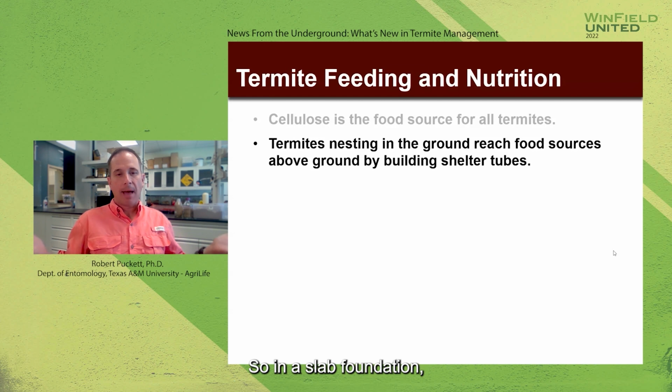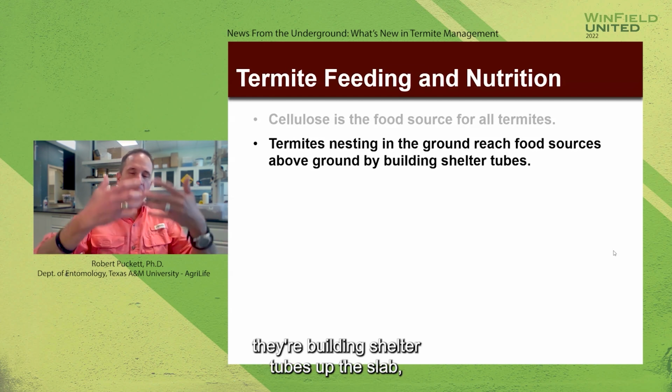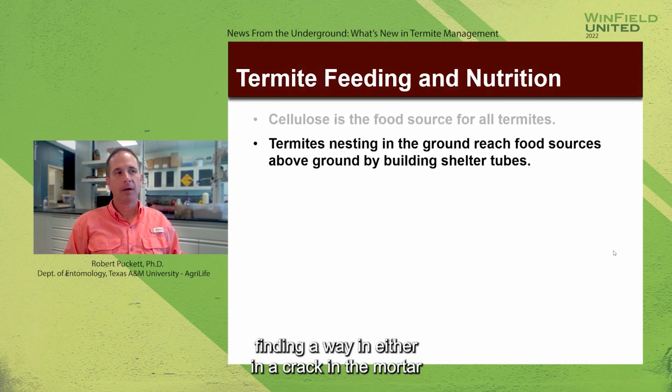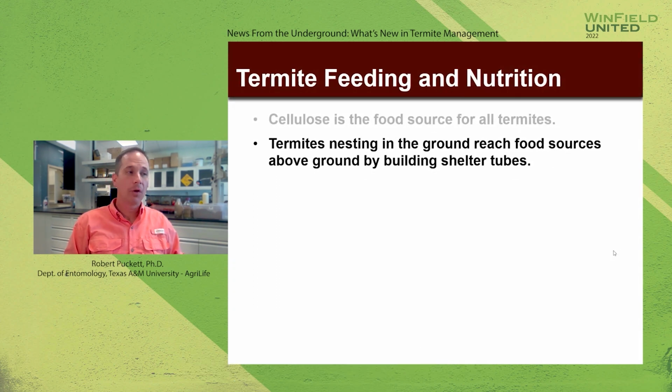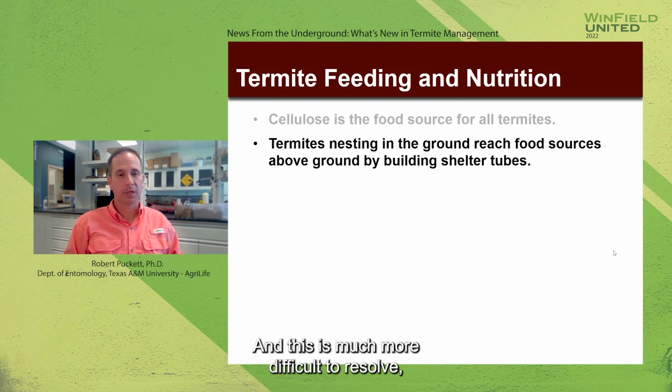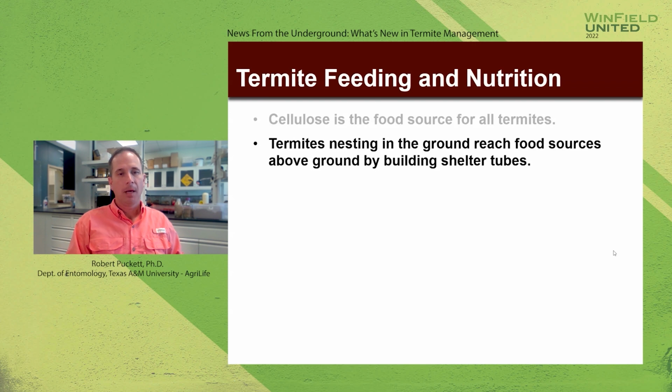So in a slab foundation, they're building shelter tubes up the slab, finding a way in, either in a crack in the mortar between bricks, or through the weep holes, or through cracks in the foundation. And this is much more difficult to resolve, but we'll talk about this in a bit.